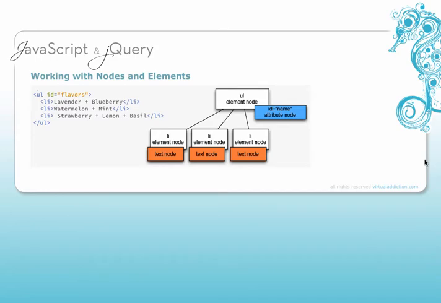Let's look at a small snippet of code. Here I have an unordered list. It's got an ID assigned to the UL item, and then it has 3 list items inside of it. Well, the whole unordered list is considered one node, an element node, but inside it, it has a different node. It has the attribute node that's been assigned to the ID right here. So that's a different type of node.